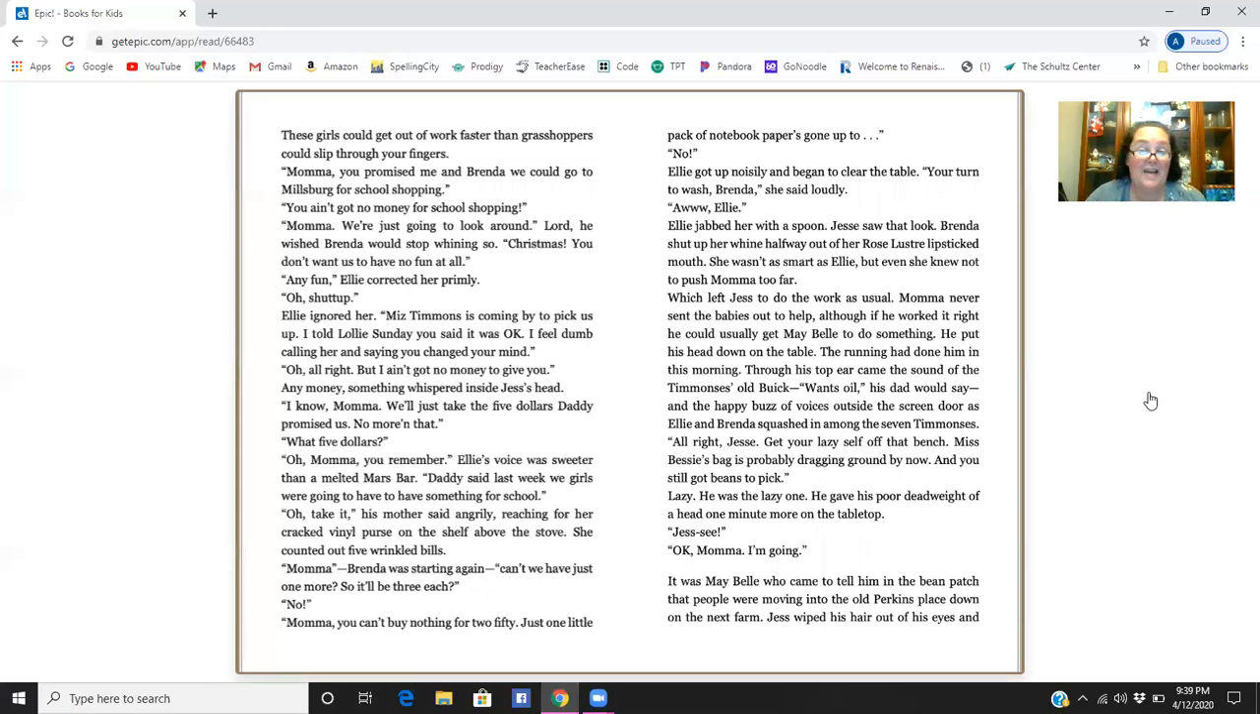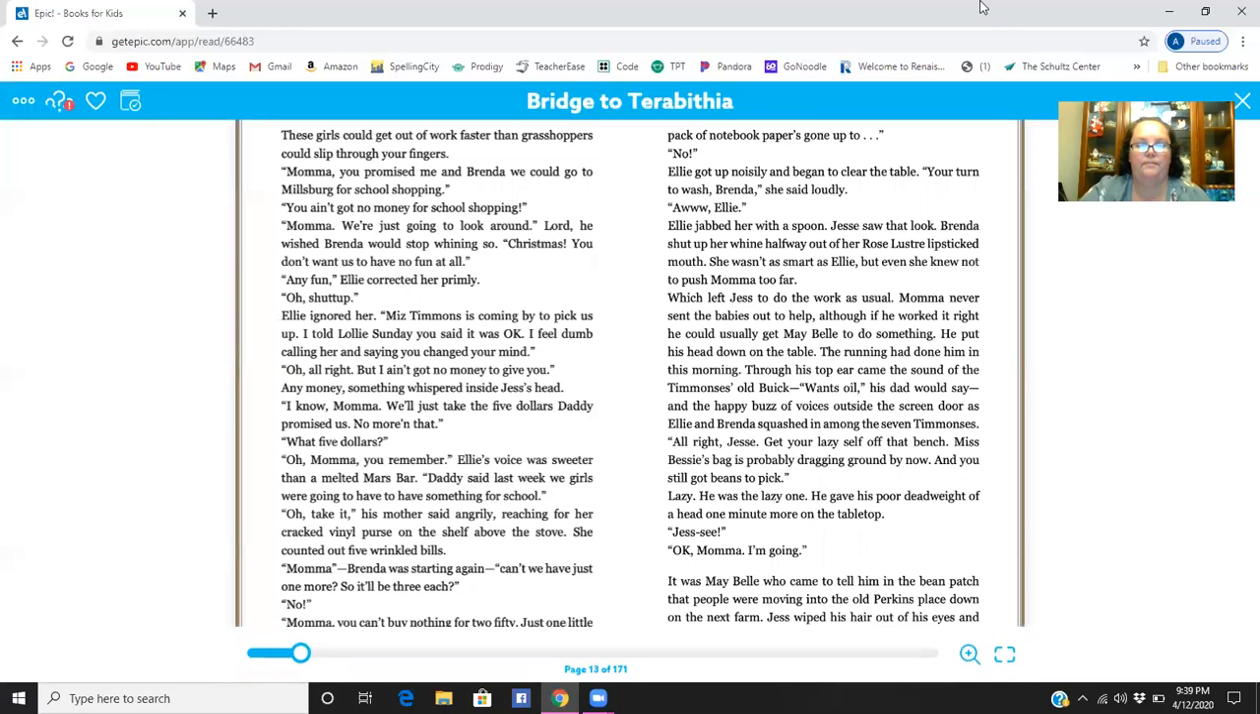And that, from what it sounds like, they don't really like doing chores. So we could put that they do not like chores. Okay, looking at the next page in the book.